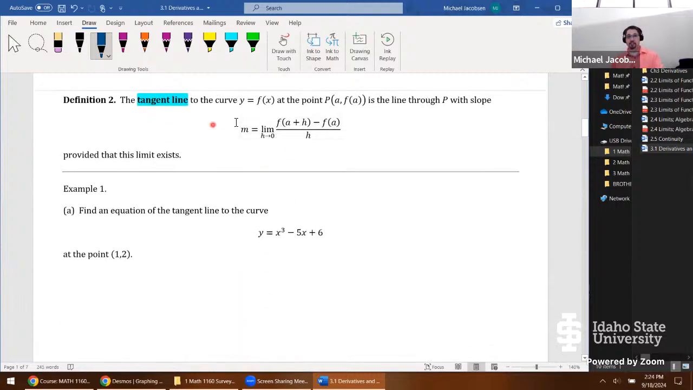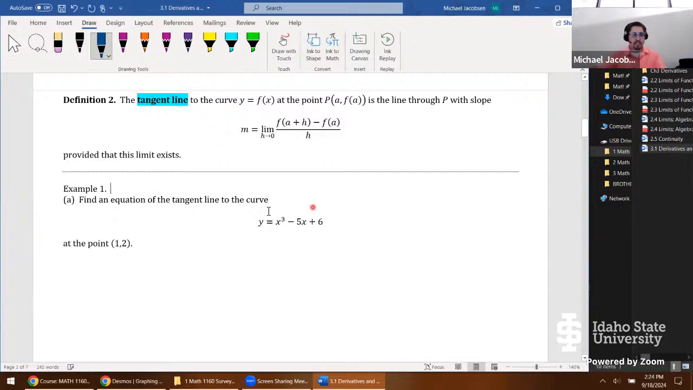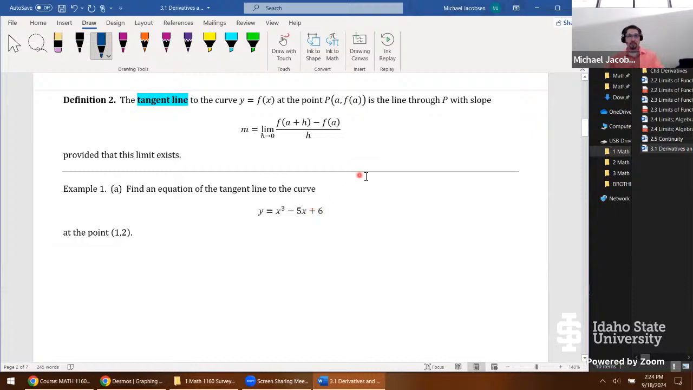So here's the definition, just repeated so we can refer to it as we try out this new example. Example 1, part A, I could have saved some space by moving that up, says consider this curve, y equals x cubed minus 5x plus 6. We want the tangent line to that curve at the point 1, 2. So let's start breaking this down. Here's what the problem looks like.